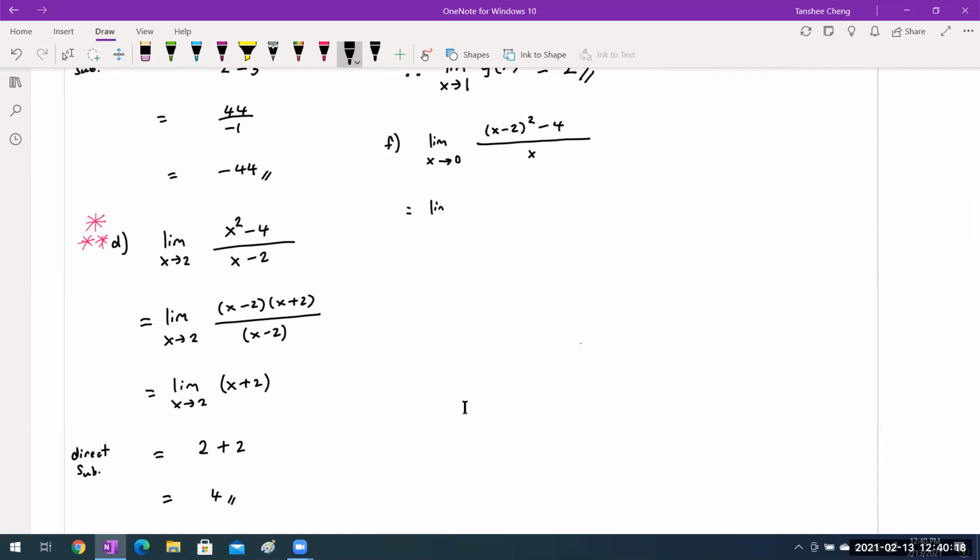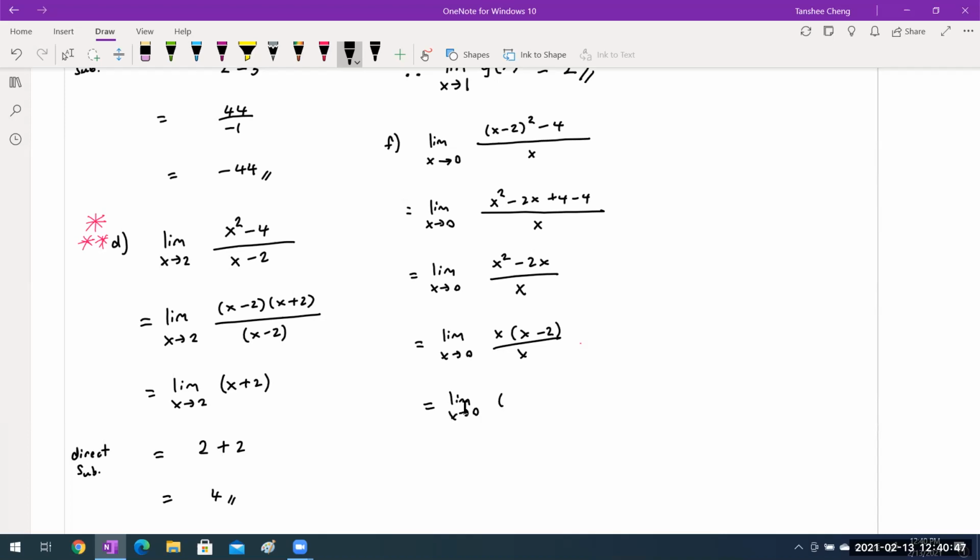So limit as x approaches 0. When you FOIL this, this will be x squared minus 2x plus 4 minus 4 over x, which gives you limit as x approaches 0 of x squared minus 2x over x. Now factoring out x and then reducing it, which gives us the limit as x approaches 0 of x minus 2. Now it is a polynomial function, and the limit is within the simplified polynomial function.